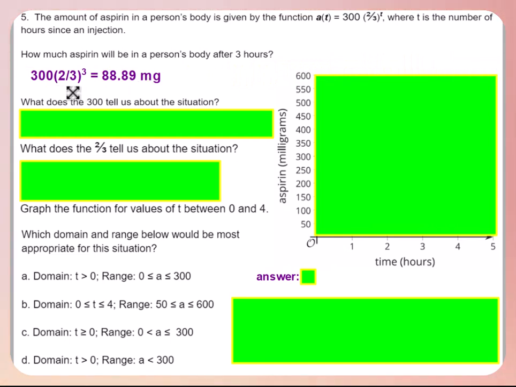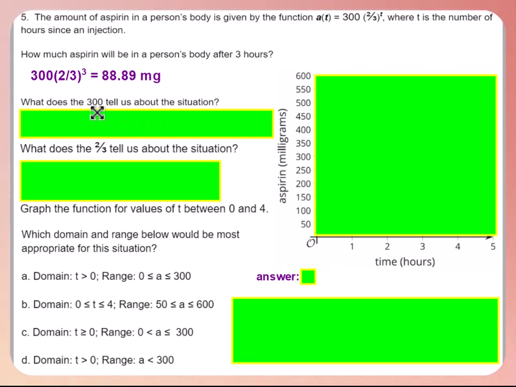300 times 2/3 raised to the 3rd power is 88.89 milligrams. Get used to using either a handheld calculator that we have in the classroom or Desmos. Desmos will be available for you on this test.